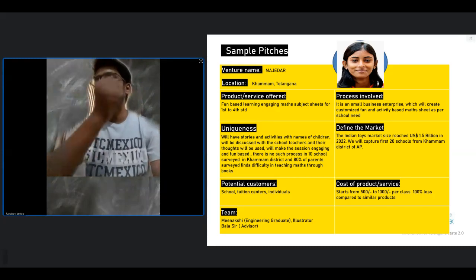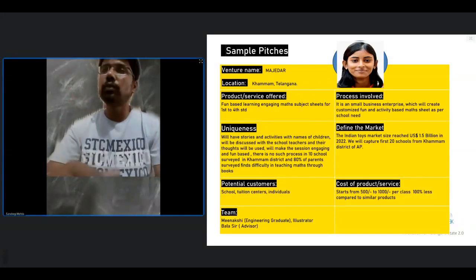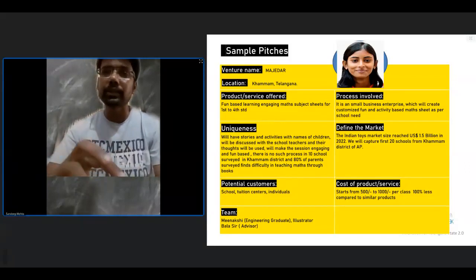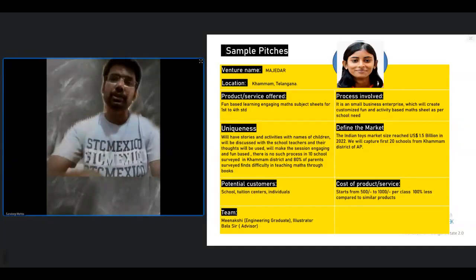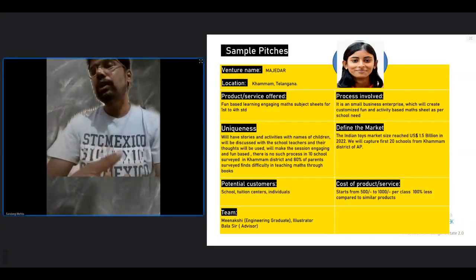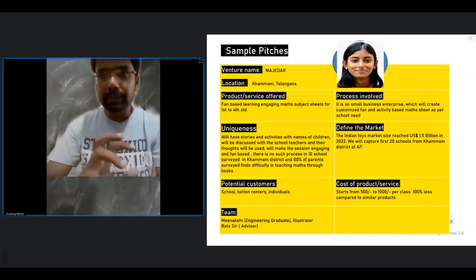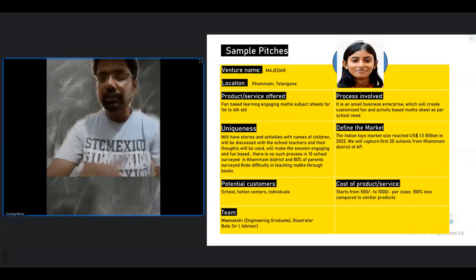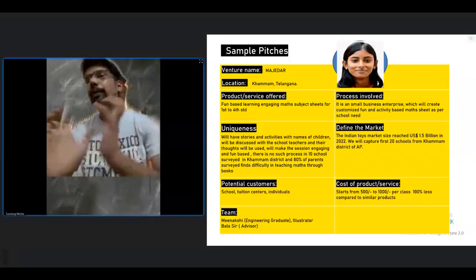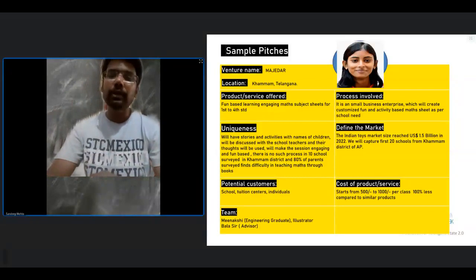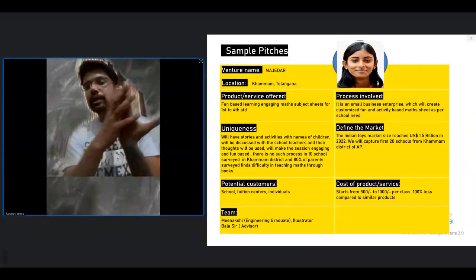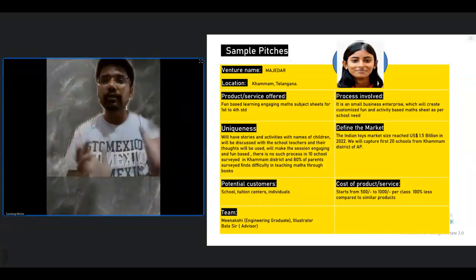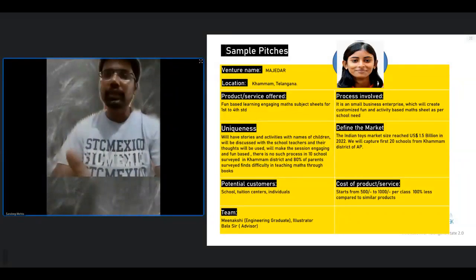This is a particular format which you were supposed to come up with once you are done with the 7 EMP sessions. This is the sample pitch, which is ready with all the participants who have attended the EMP sessions. This sample pitch was made by Meenakshi. The venture name is Majidar and the location is Khammam. The product service which she is offering is fun-filled illustrative mathematics worksheets. The uniqueness of her venture is that, as the name Majidar says, mathematics is going to be converted into a very interesting format where students will be getting very customized interactive illustrative sheets, and then they can come up with different ideas.